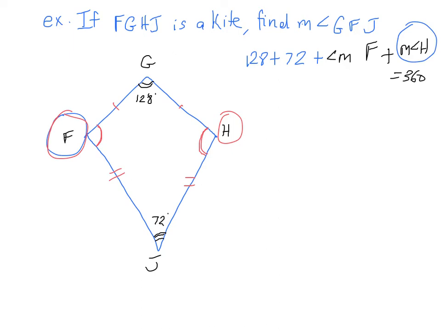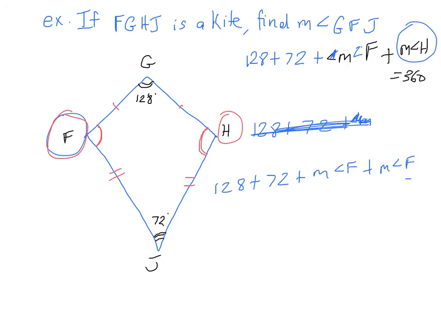So that means 128 plus 72 plus the measure of angle F plus the same thing, because it's equal, the measure of angle F will give us 360. Well, since that's there two times, we don't actually have to write it twice. So we get here 128 plus 72 plus 2 times the measure of angle F will give us 360.